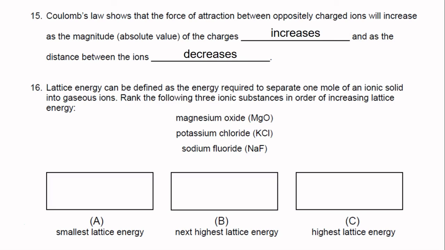And now we have in number 16, 3 compounds: magnesium oxide, MgO, potassium chloride, KCl, and sodium fluoride, NaF. We have to rank them in order of increasing lattice energy. Well, since magnesium oxide is +2 -2, that's going to be the greatest one. That'll have the highest lattice energy. And then of the remaining two, potassium chloride, those ions are larger in size and farther apart. That's going to be the smallest lattice energy. So it's KCl, and then NaF, and finally MgO. Let me go ahead and give complete explanations for the rankings.